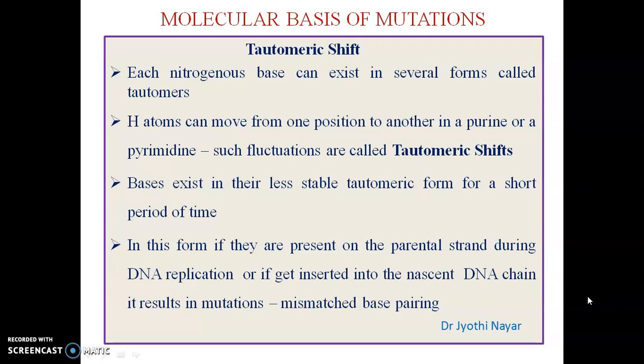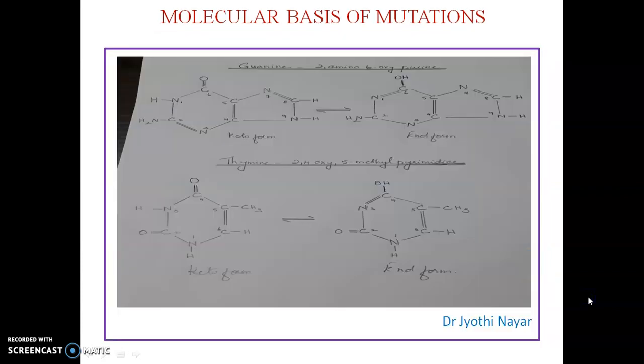However, if they are present in this form during DNA replication on the parental strand, or if they get inserted into the nascent DNA chain, it results in mutations. It usually results in mismatched base pairing. Here you can see the two bases, one that is guanine, also called 2-amino 6-oxypurine, and thymine, which is called 2,4-oxy 5-methylpyrimidine. In both these bases, the keto form is the stable form while the enol form is the unstable form.